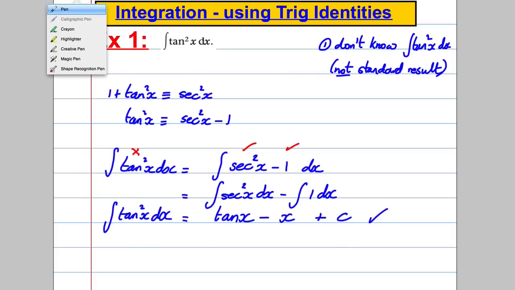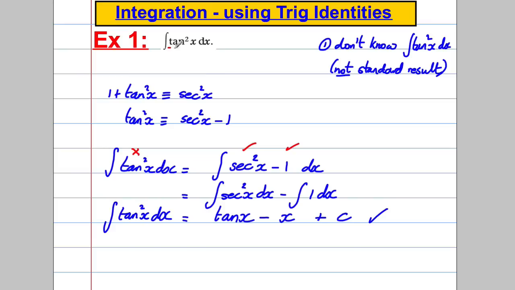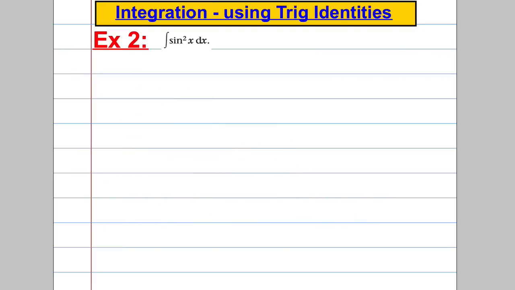Let's recap how I did this. I didn't know this, it's not a standard result. I used the identity 1 plus tan squared is sec squared and rewrote tan squared as the subject. So tan squared was sec squared take away 1. I replaced the integrand with sec squared take away 1. Because I can integrate sec squared, I can integrate 1, I can integrate the whole thing, and I've done the question.